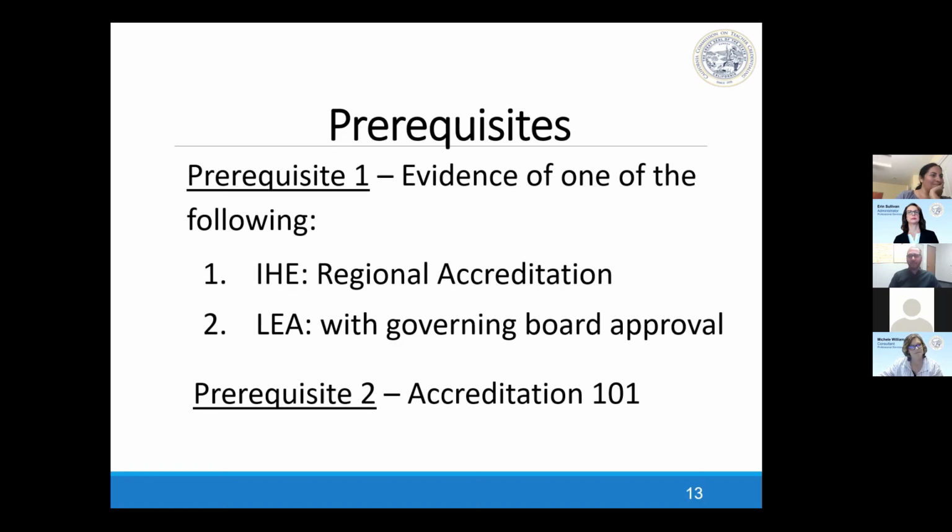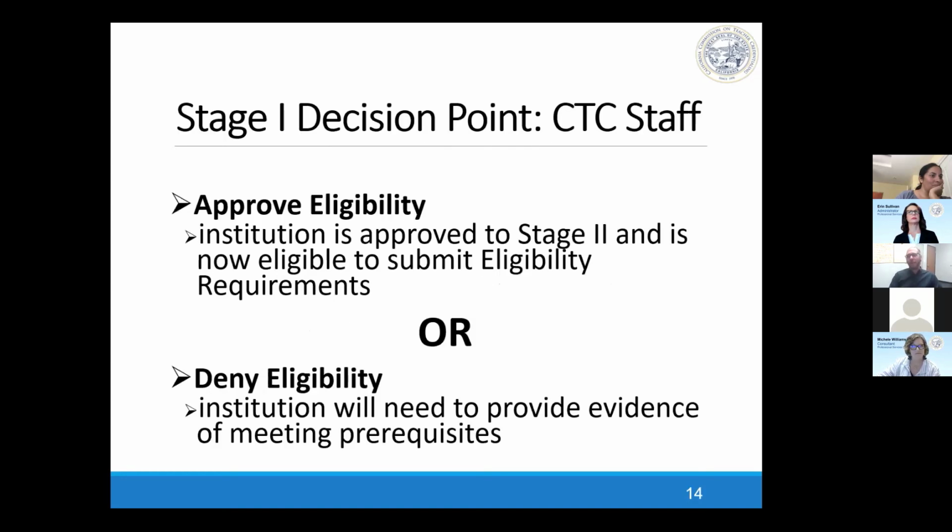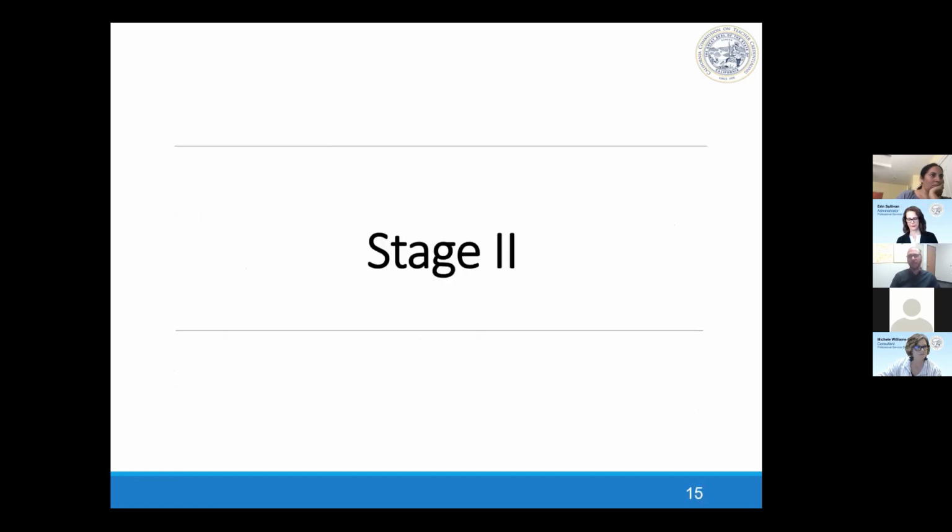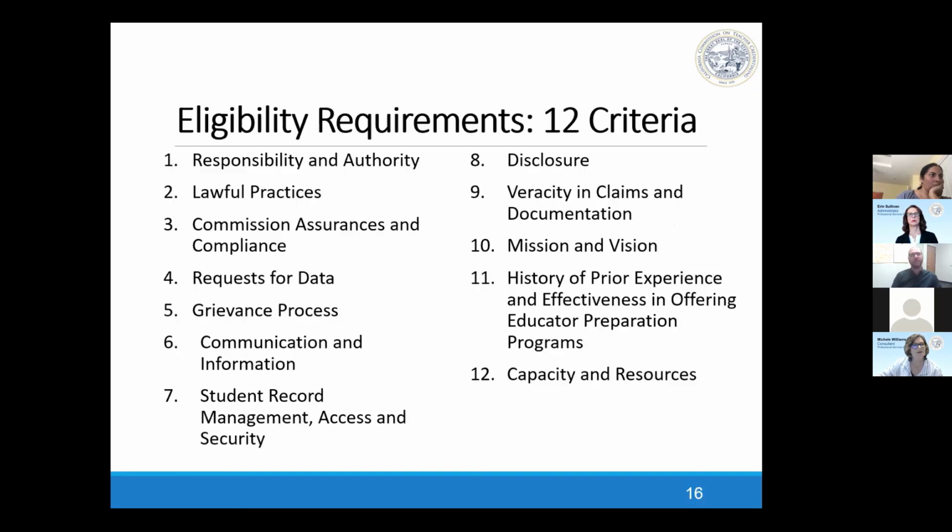And once we have the information from prerequisite 1, then you will be cleared to move on to stage 2, where you will be addressing the eligibility requirements, which Michelle will be talking about in just a minute. And so you can see that this decision point will be made by one of us here. We will receive your regional accreditation letter or the board approval minutes or the letter from the unit head indicating that the board has approved the institution to pursue a program that is approved by the commission. So I'm going to go ahead and turn it over to Michelle to talk about the stage 2 eligibility requirements. Okay.